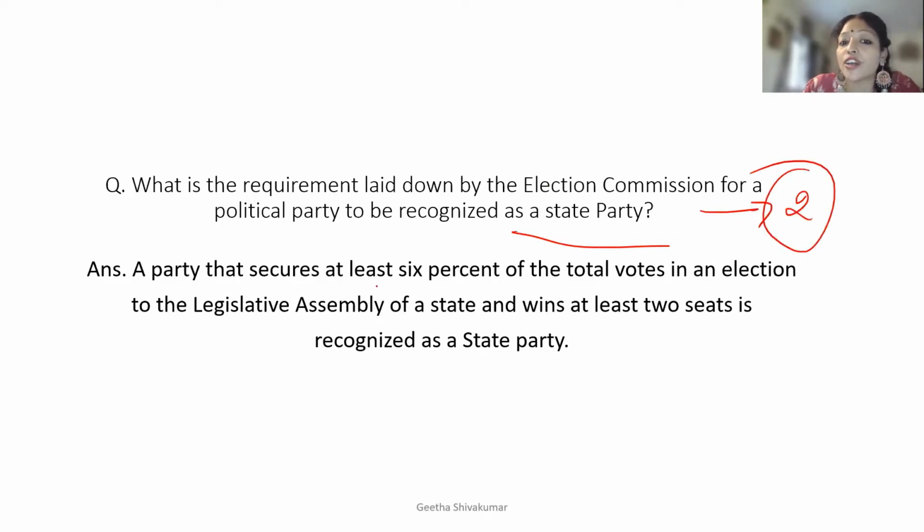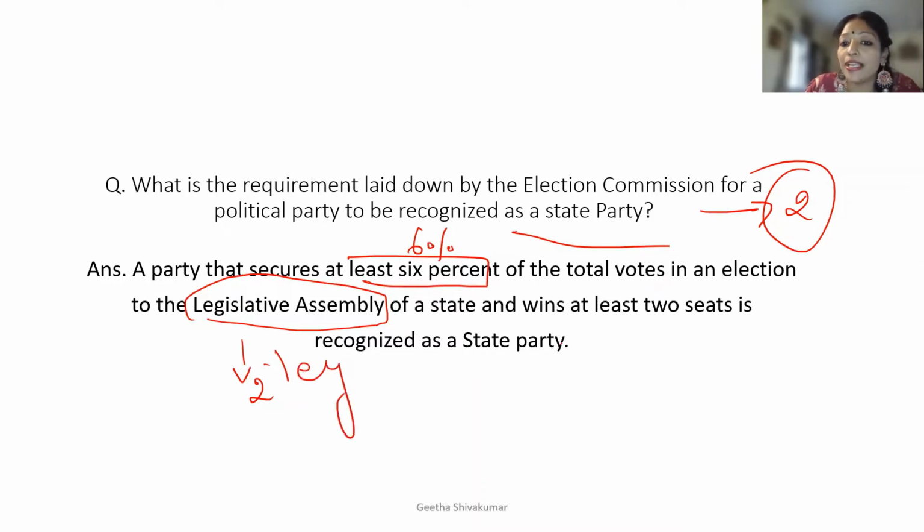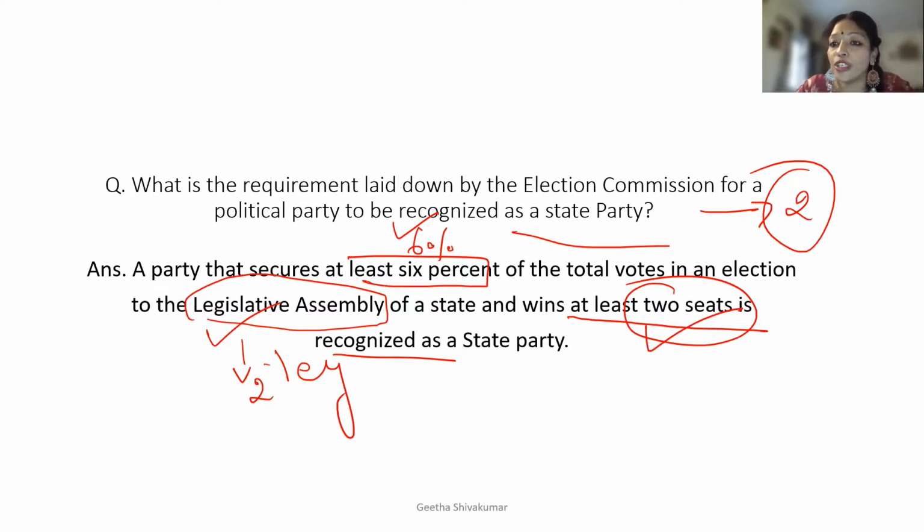A state party that secures at least 6% of the total votes in the election of the legislative assembly. 6% is the first keyword, legislative assembly is the second keyword, and the third keyword is at least 2 seats. They need to win at least 2 seats. So in this answer, there are 3 important points which you need to mention: 6%, the legislative assembly, and at least 2 seats. These are the points you need to write for this answer.